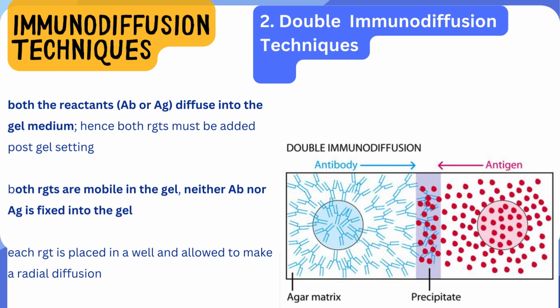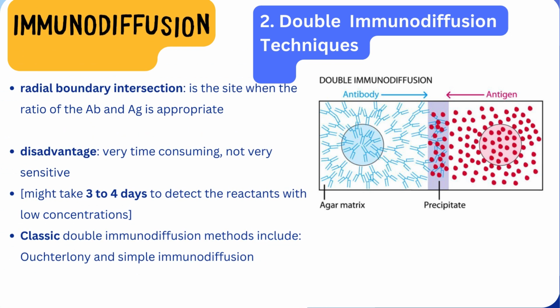Common sense dictates that both are mobile in the gel, so neither antibody nor antigen is fixed. That's why it is called double immunodiffusion, hence the name. Each reagent is placed in a well and allowed to diffuse radially. In double immunodiffusion techniques, we have a radial boundary intersection.